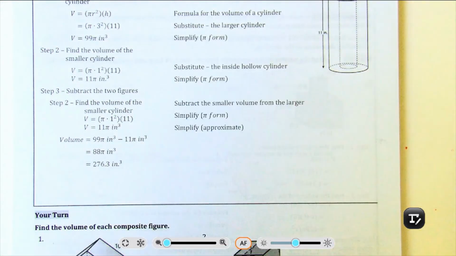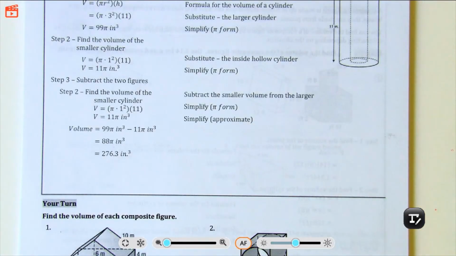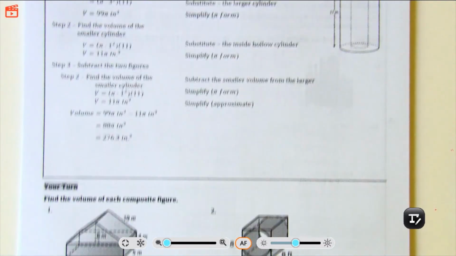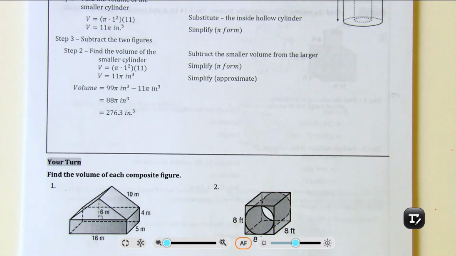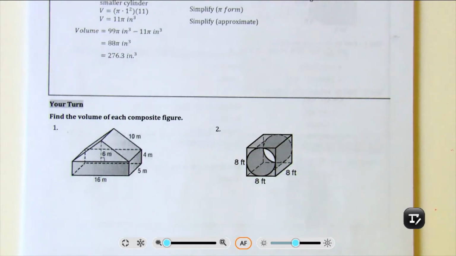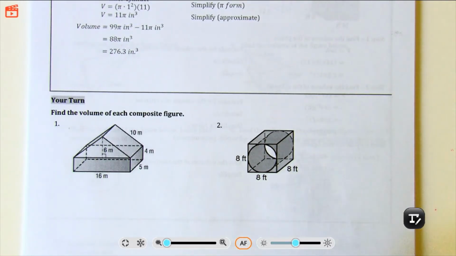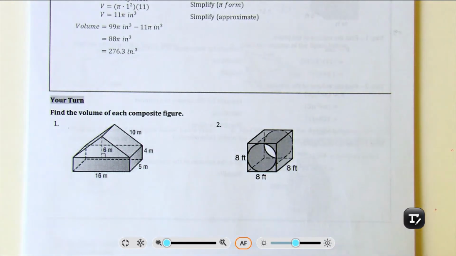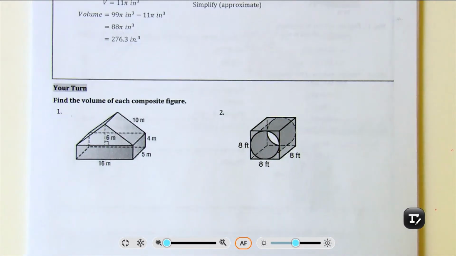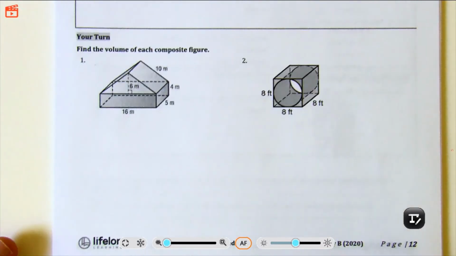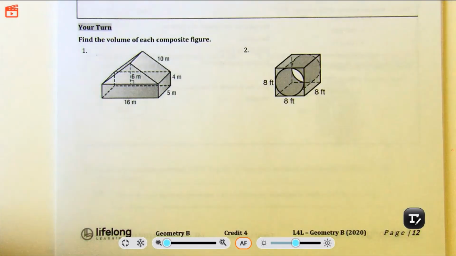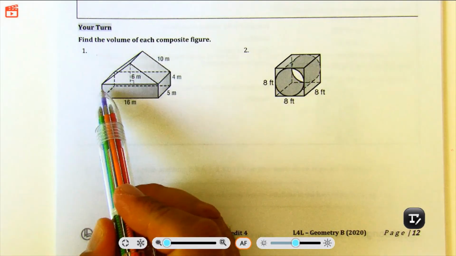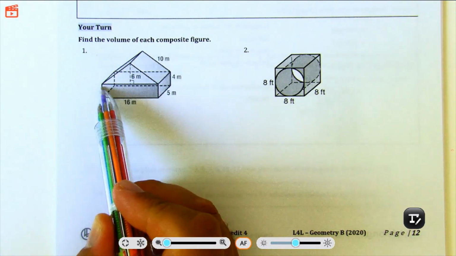Okay, so we're going to use these two examples to help us solve these two problems. One where we are adding 2 volumes, and the other where we are subtracting 2 volumes. Okay, so now let's look at problem number 1. Now, for problem number 1, we have a rectangular prism on the bottom, and then we have a triangular prism on the top.